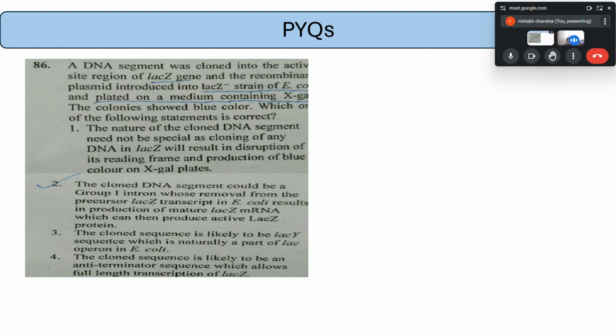The DNA segment was cloned into an active site region of the LacZ gene, and the recombinant plasmid was introduced into the LacZ minus strain of E. coli and plated on a medium containing X-gal. The colony showed blue color. Which of the following statements is correct? Okay, so here they are basically showing the blue-white selection method.